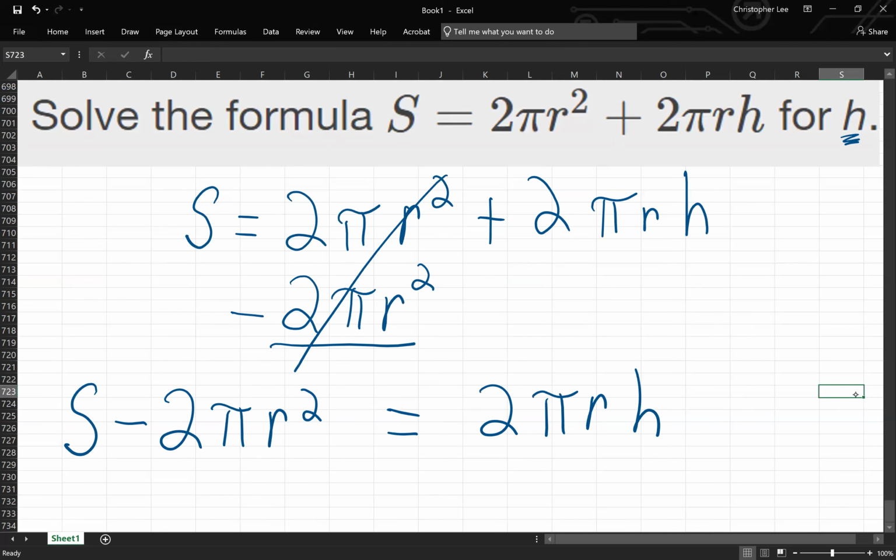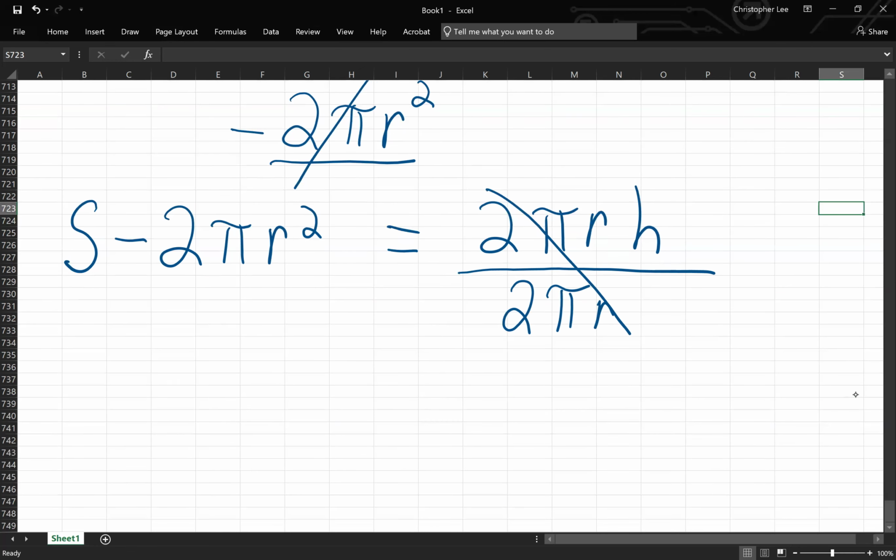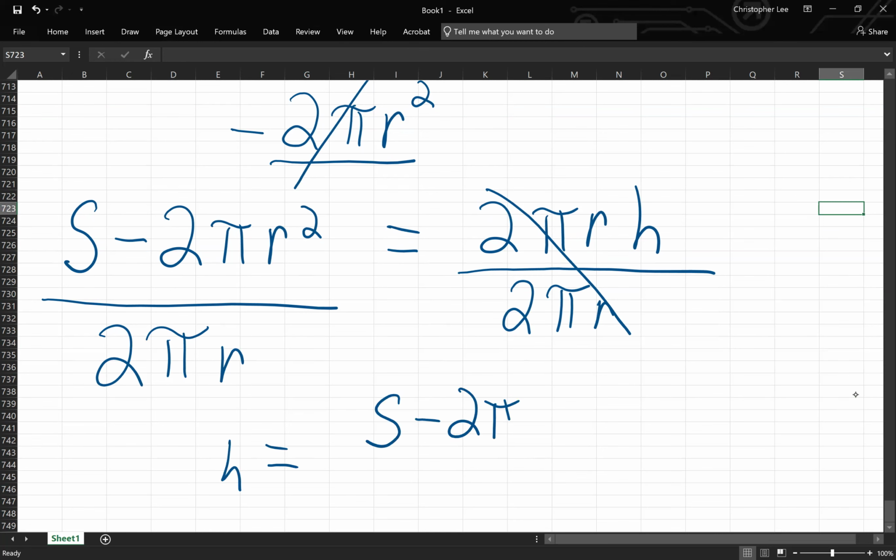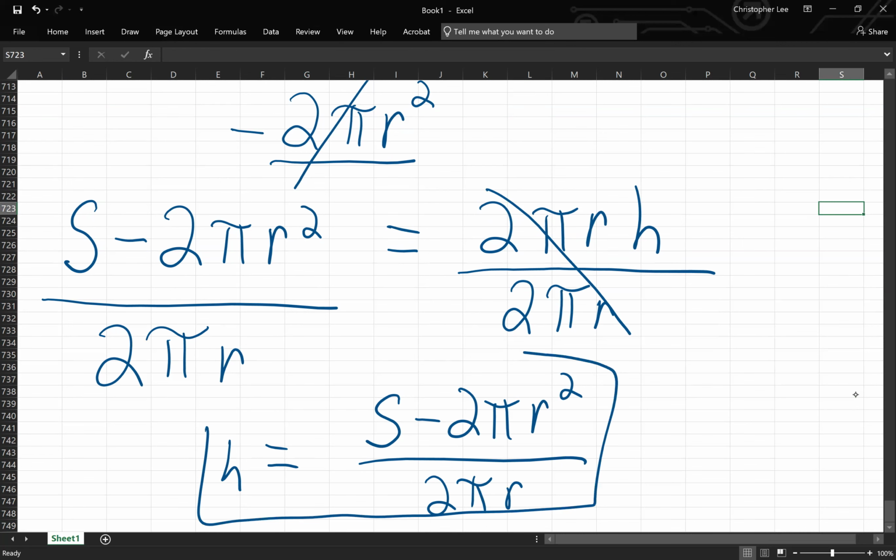Here's the second step. I want all the coefficients, all the other variables in front of h to appear on the other side. So I'm going to divide by whatever's in front of h, so 2 pi r. But I've got to be fair: what I do to one side of the equation, I have to do to the other. So I'm going to divide the entire equation by 2 pi r. And that's it. That's the answer for h. H equals s minus 2 pi r squared over 2 pi r. That's full credit. Easy, right?